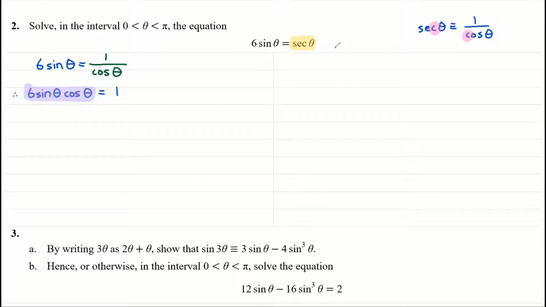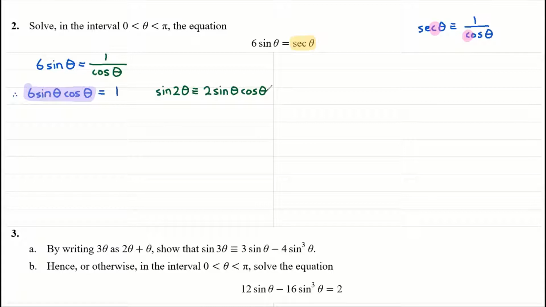But with a little bit of research, a little bit of thinking, you'll notice that this looks very, very similar to this identity here. In fact, I keep doing this, but I'll use the theta so it's in the context of the question. Sine 2 theta identical to 2 sine theta cos theta. So how are we going to make that fit in the situation we've got? Because of course we don't have 2 sine theta cos theta, we have 6.